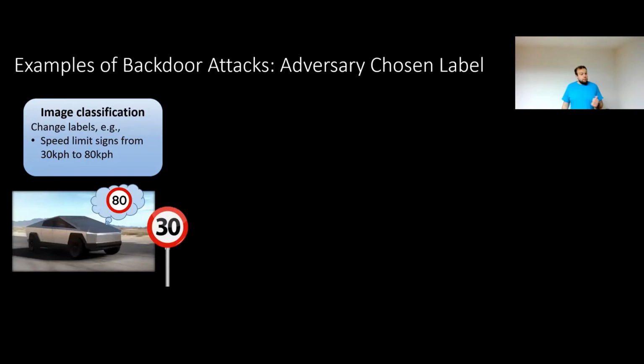An example of what such a backdoor could look like, in the case of an autonomous driving car, is a neural network that mispredicts speed limit signs, such that all traffic signs that allow only 30 kilometers per hour are now recognized as allowing at most 80 kilometers per hour. To be honest, I don't want to sit in such a car.